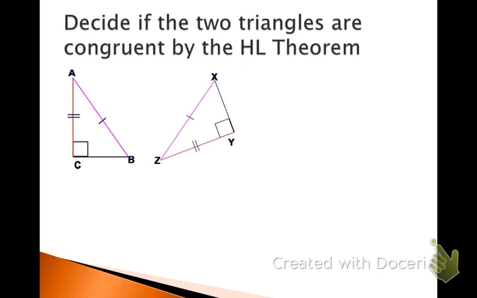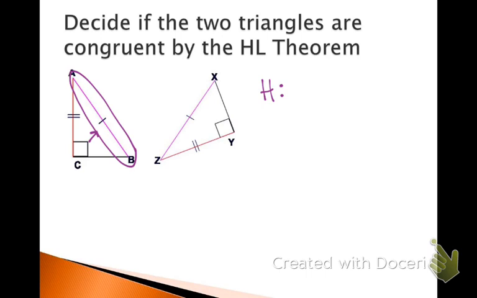We're going to decide if these two triangles are congruent by the hypotenuse-leg theorem. So let's look for a pair of hypotenuses that are congruent. In my first triangle, across from the right angle is AB, and it is marked congruent.